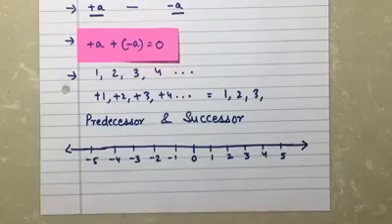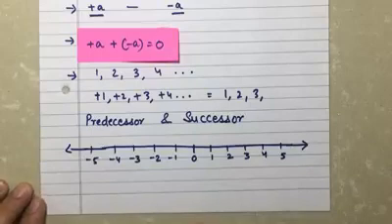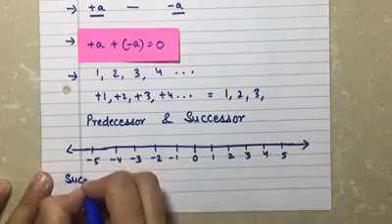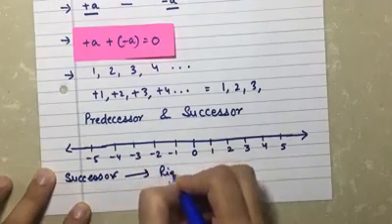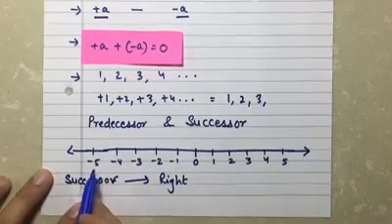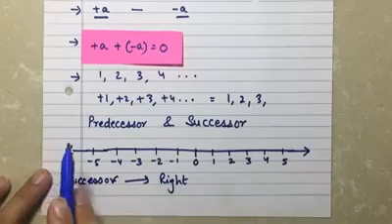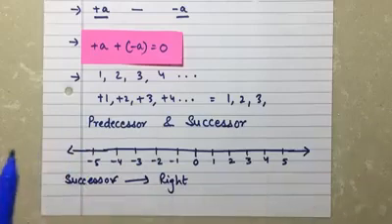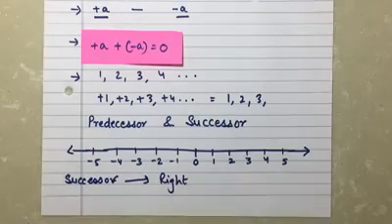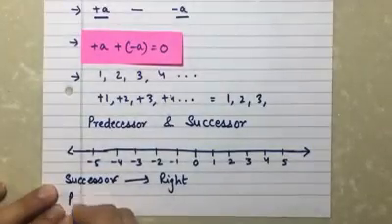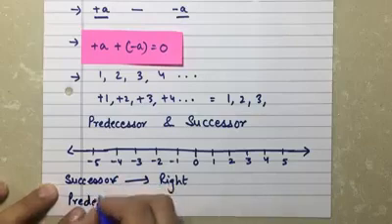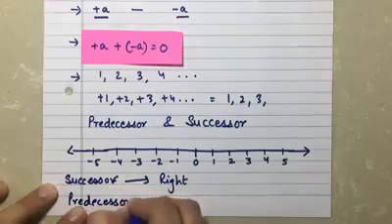That means I can write as many numbers as I want. So if I'm looking for a successor, the number which comes after, I'm going to move towards the right. If I want to check out what is the successor of -5, it is going to be -4. It comes after -5. And if I want to go to the predecessor, the number which comes before, it is always going to be on my left side.